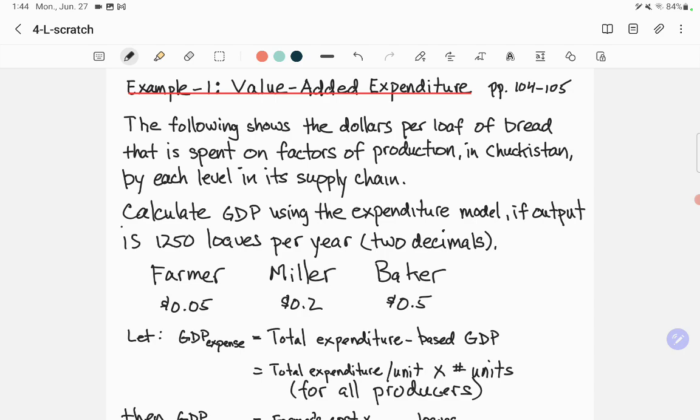But then there's another input that's called an intermediate good, where you buy something that someone else has made to help with your productive output. What's something that a student buys that someone else has made that facilitates their productive output? Textbook, computer, etc.